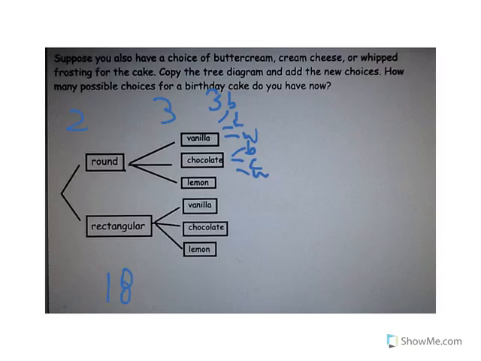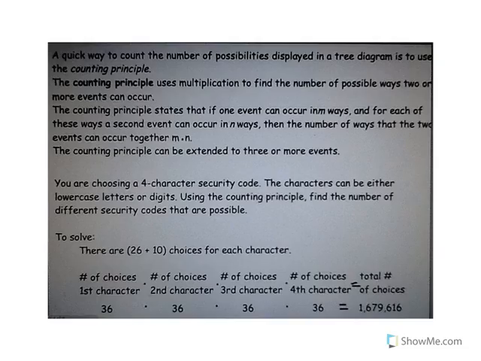Because you can have a round vanilla with buttercream, a round vanilla with cream cheese, a round vanilla with whipped frosting. And same thing down here, you can have rectangular lemon with buttercream, a rectangular lemon with cream cheese, and a rectangular lemon with whipped frosting. So those are all possibilities. Not going to draw it all the way out though. So a quick way to count the number of possibilities displayed in a tree diagram is to use this thing that I've already talked about, the counting principle. And it's basically using multiplication.